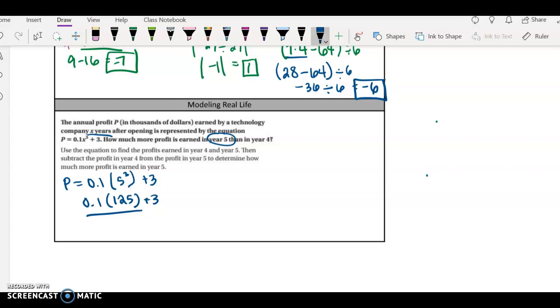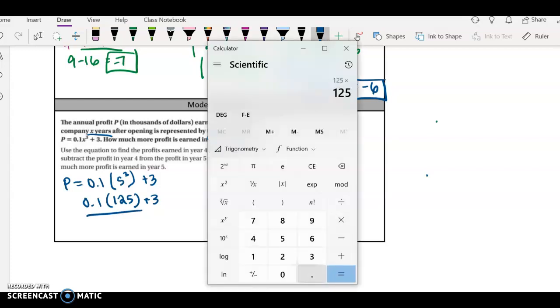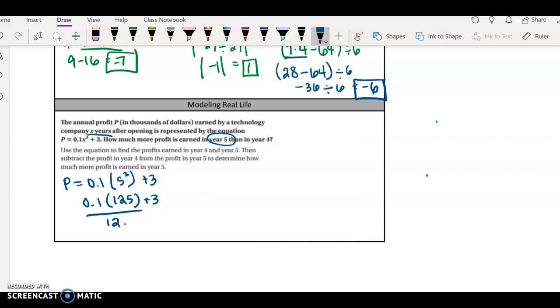So we have to do multiplication first. So times 0.1 is 12.5 plus 3 gives me 15.5. And then let's look at 4 years.